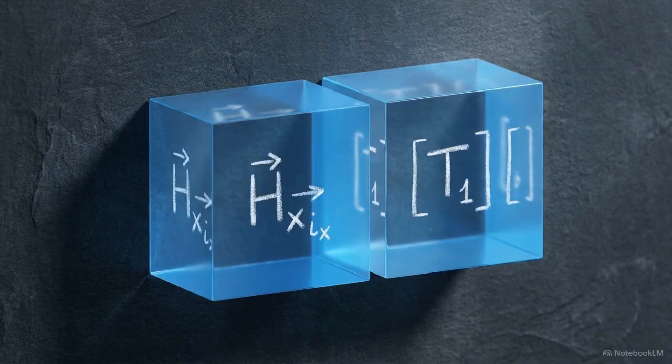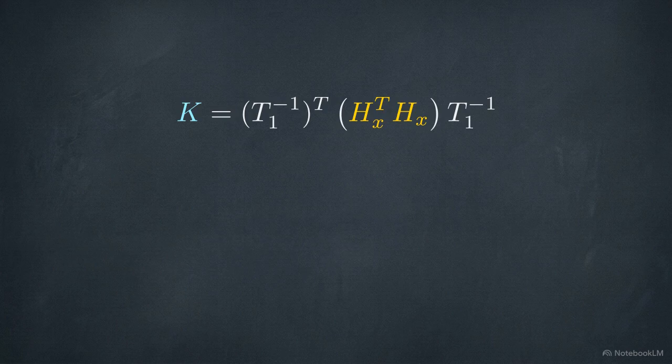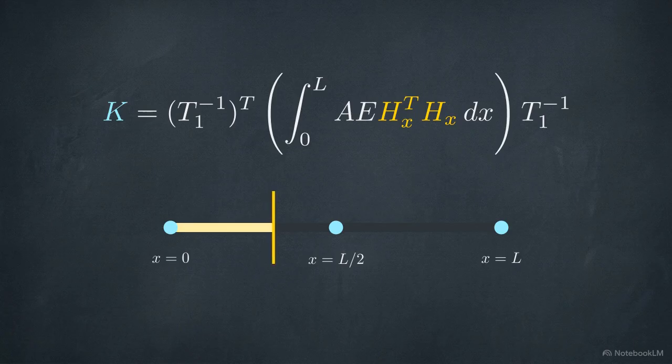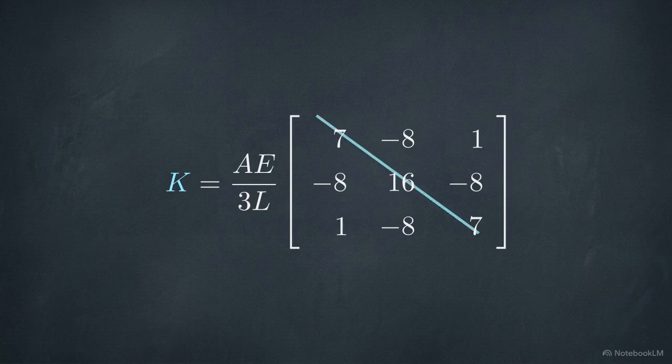We reach the final assembly phase, combining the strain vectors with the inverted transformation matrix. The core mathematical operation required to find stiffness is taking the dot product of the transposed strain vector and the original strain vector, multiplied by the inverse transformation matrices. The symbolic software integrates this dot product over the entire physical domain of the bar, from 0 to length L. The solver generates the precise numerical output, a 3x3 grid with rows of 7, -8, 1, then -8, 16, -8, and finally, 1, -8, 7.